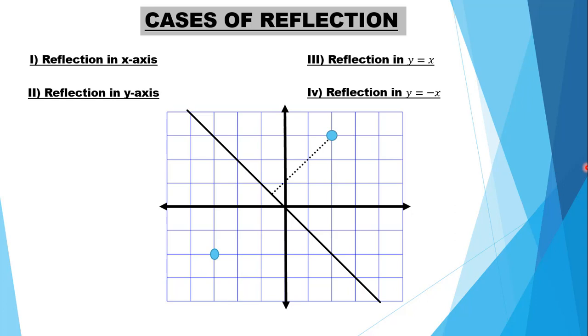So, students, if we need to reflect the point in the line y equals minus x, it will be in the downwards direction and the same units away from the same line. These are the 4 cases of reflection. Let us now apply these 4 cases onto a simple problem.